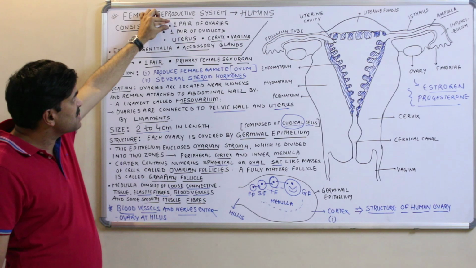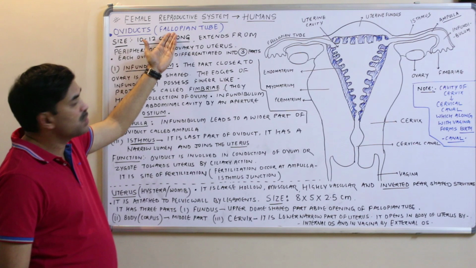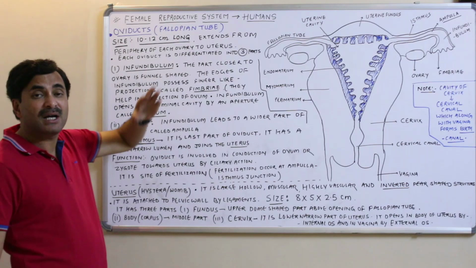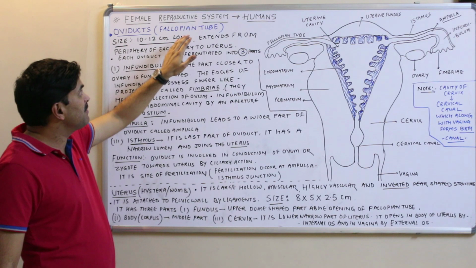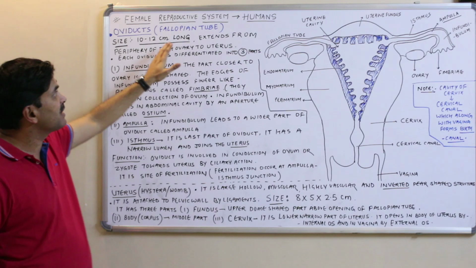So very first we have discussed about the ovaries. Now we are actually discussing the oviducts, that is the one pair of the oviducts. Now let's talk about the second part, that is the fallopian tube. Actually, fallopian tube is also called as oviduct, because a duct which passes the ovum, that's why called as the oviduct. And fallopian tube name is given to the oviduct because there was a scientist whose name was Gabriel Fallopio, who first of all discovered it. That's why it is called as the fallopian tube.